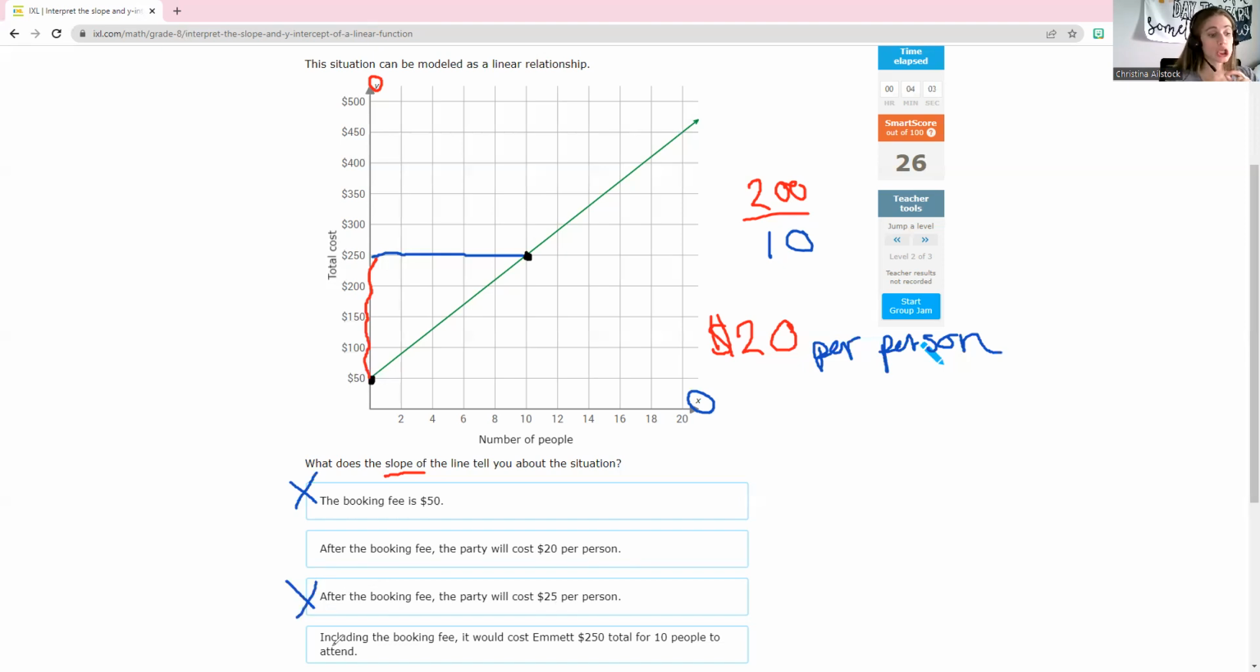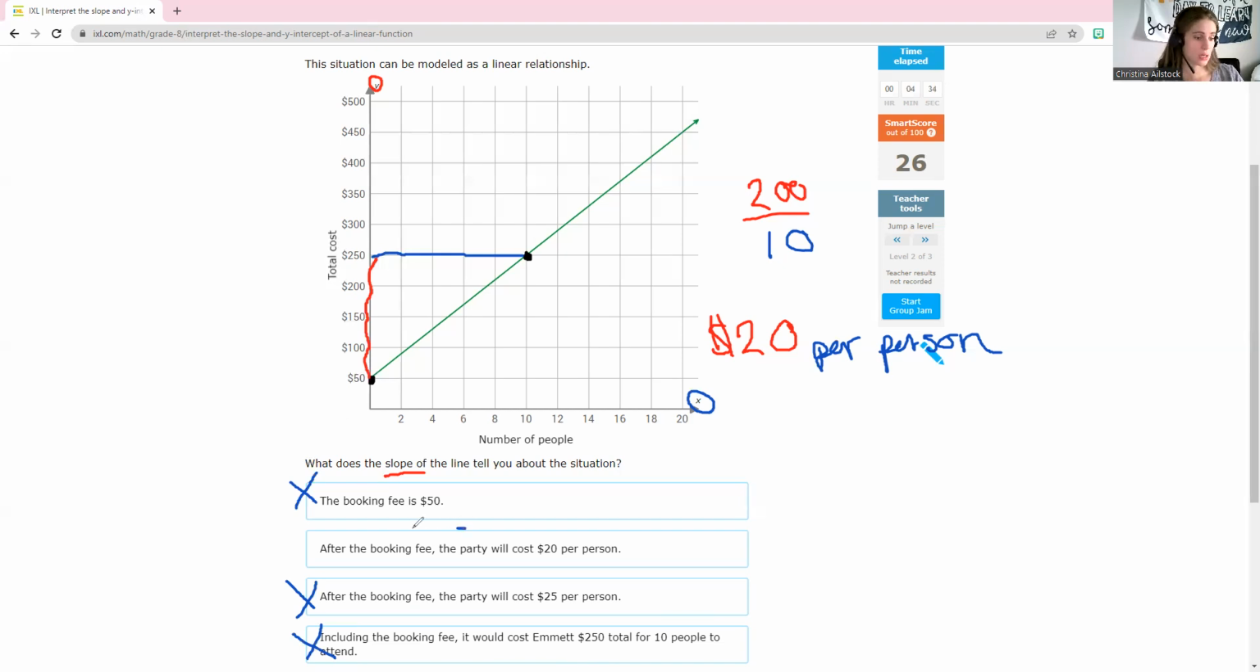And then including the booking fee, it would cost Emmett $250 total for 10 people to attend. That could be true, but that's just interpreting a single point on our graph. That's not specifically interpreting the slope, which is the cost per person. It's that rate of change. So therefore, that is not the answer we're going to select. I'm not even going to check to see if it's right or not because it doesn't identify the slope.